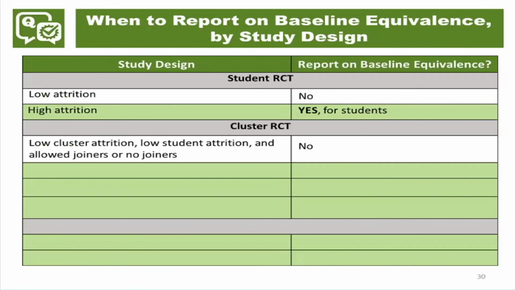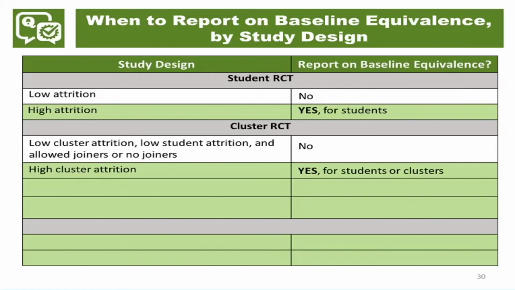For cluster RCTs, if they have low cluster attrition, low student attrition, and do not have any risk of bias from entering individuals, in other words, the sample either includes no joiners or includes only joiners that are allowed according to the WWC for that topic area, then it is not necessary to establish baseline equivalence. But it is necessary to establish baseline equivalence for a cluster RCT if cluster attrition is high.